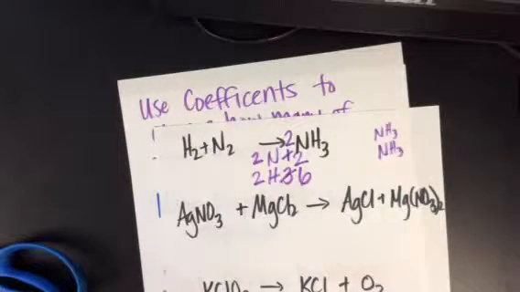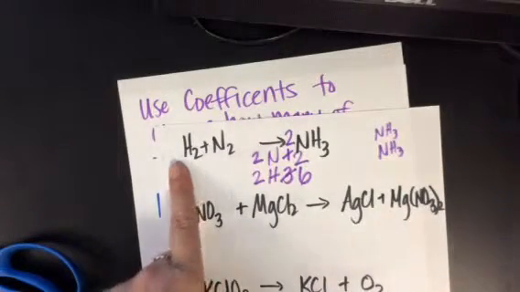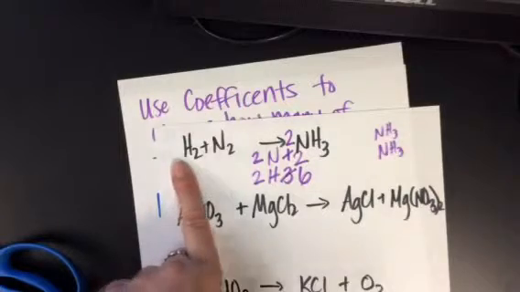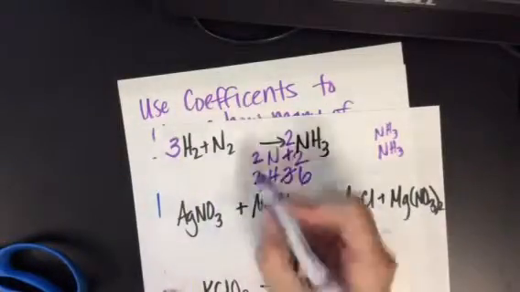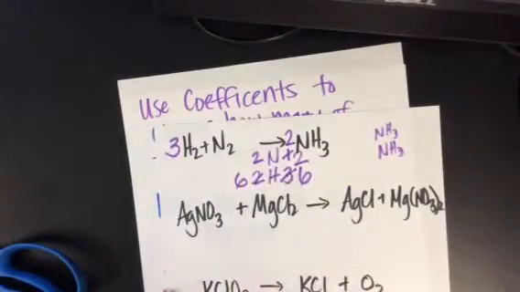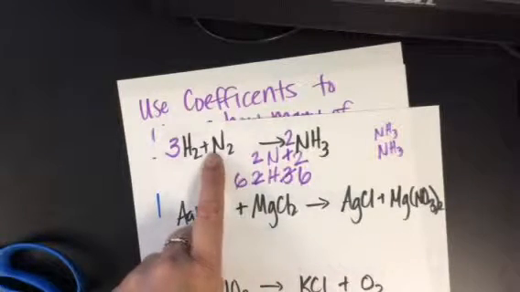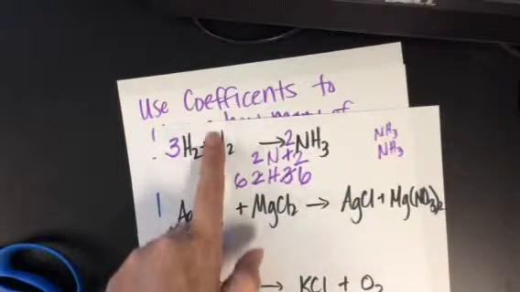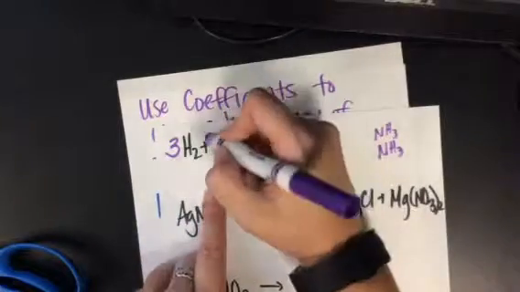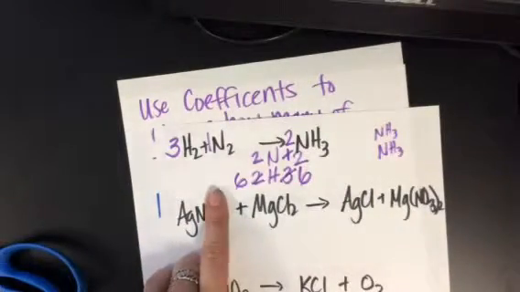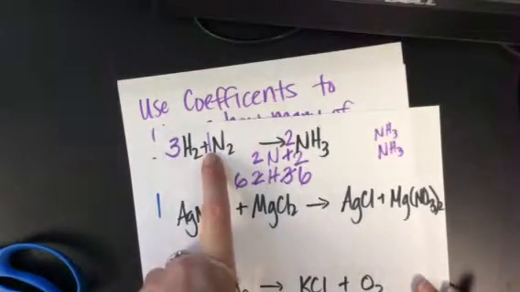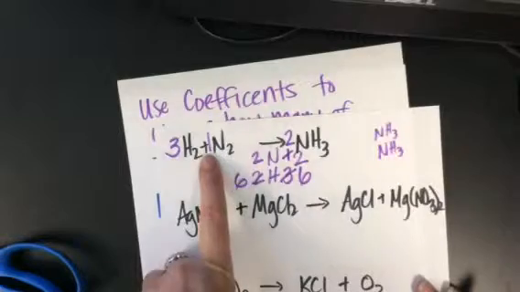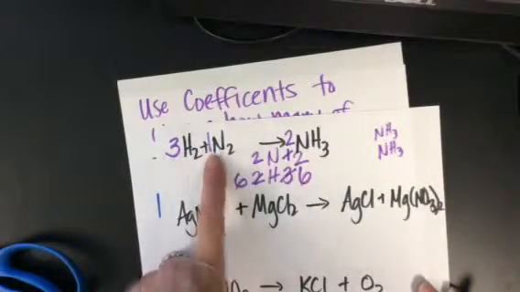Now I need to fix my hydrogens. I'm going to add a coefficient in front of my hydrogen over here to get me to 6. So I'm going to think about it in terms of what times 2 will give me the 6 that I need, which is 3. That changes my hydrogens to 6. There's no coefficient in front of my nitrogen here. If there's no coefficient there, it's assumed that it's a 1. But chemists don't usually write the number 1. So that 1 right there is usually just a ghost. You don't really need to write it, but it is actually there.